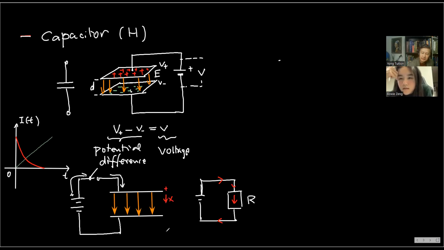Unlike the resistor, when you switch on, the current just goes through the resistor as a constant. Doesn't matter. We'll talk about this later. So because the charge can only move from the battery to the conductor plate.